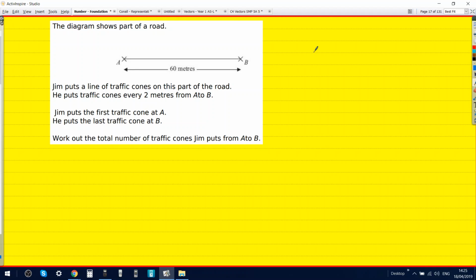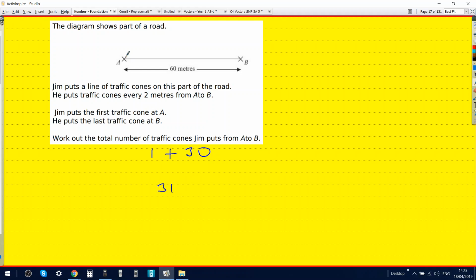So the question is asking for the total number of traffic cones. So yeah, would it not be 30? You have the right idea. The little trick to this one though is they put the first cone at A, and so the actual answer is 31.